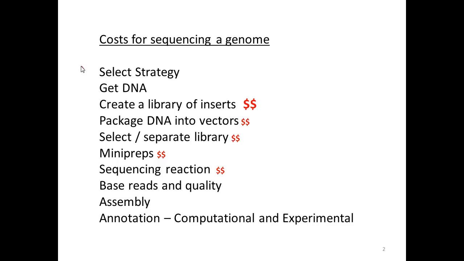So here are the steps associated with sequencing a genome that we discussed in video 2. I've highlighted several of these as being expensive steps that, if we would like to reduce costs, we would need to eliminate. Many of these involved cloning the fragmented DNA into vectors, keeping track of a library, preparing DNA, and so on. These 4 steps have been eliminated.